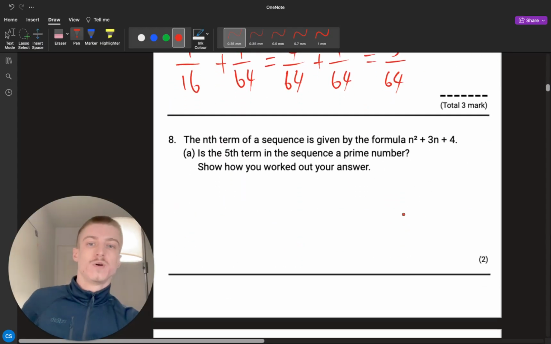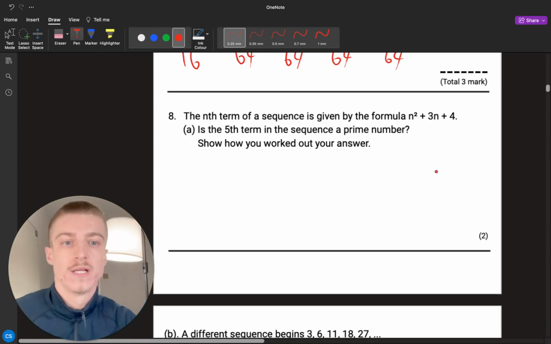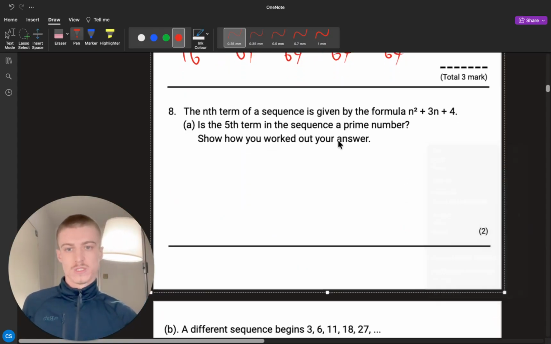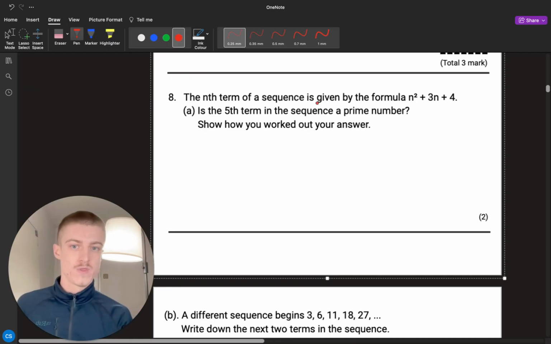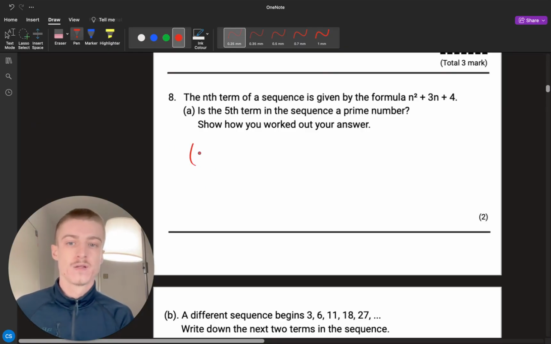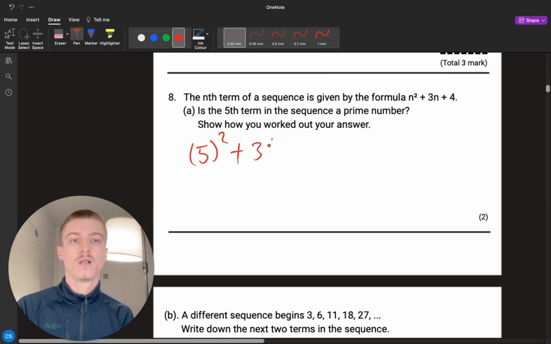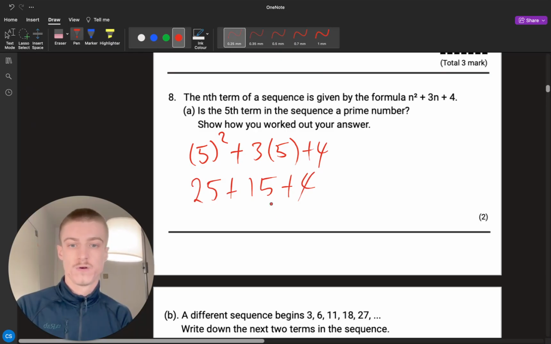Okay, question 8. So the nth term of a sequence is given by the formula n squared plus 3n plus 4, and we were asked, is the fifth term in the sequence a prime number? Show how you worked out your answer. So the nth term expression, the formula, we can just sub in 5 for the fifth term. So 5 squared plus 3 times 5 plus 4. We've got 25 plus 15 plus 4. 25, 40, 44.